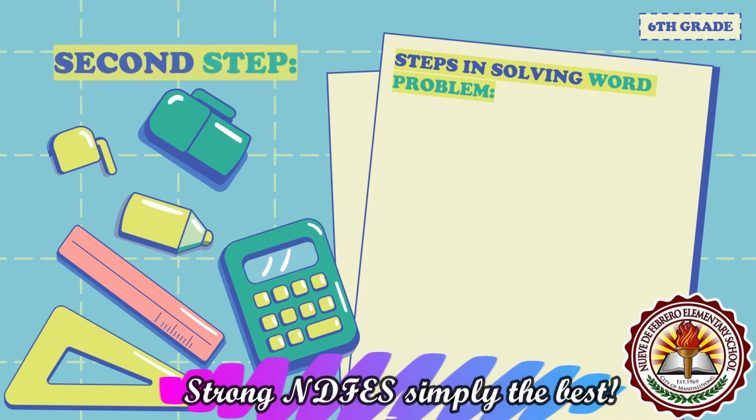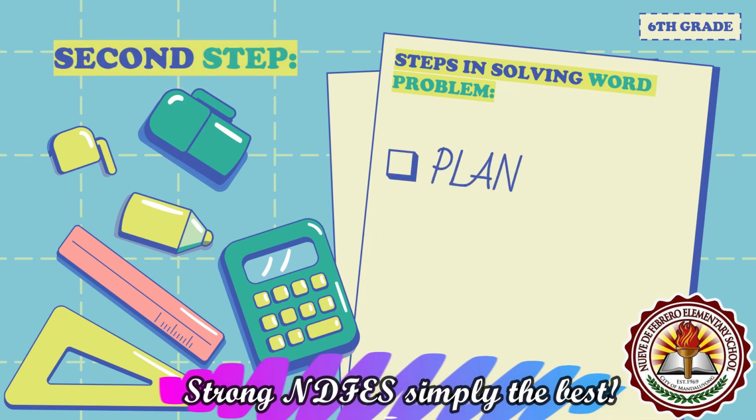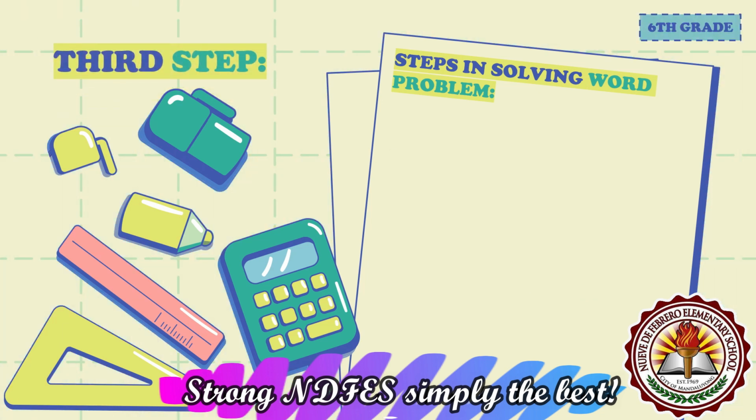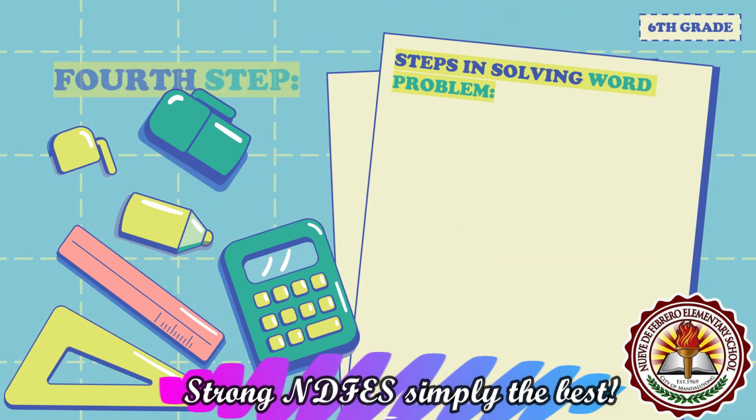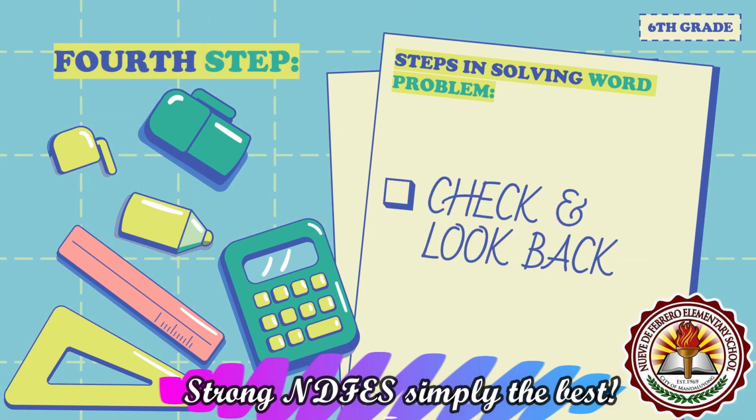Second step, plan. After understanding the problem, you need to plan. Determine the mathematical operation to be used. And next, write the number sentence. Third step, solve. In solving a problem, you should show your solution by computing the number sentence or equation. Fourth step, check and look back. Review and check your answer. Then state the complete answer with the correct label or unit.